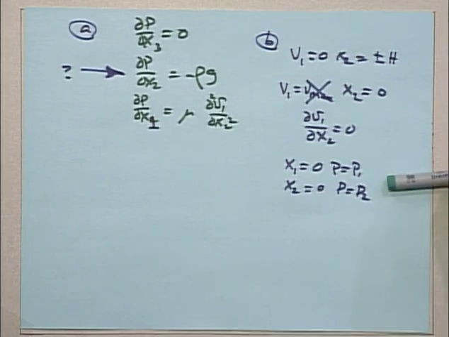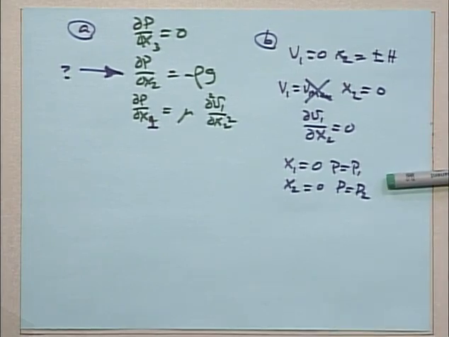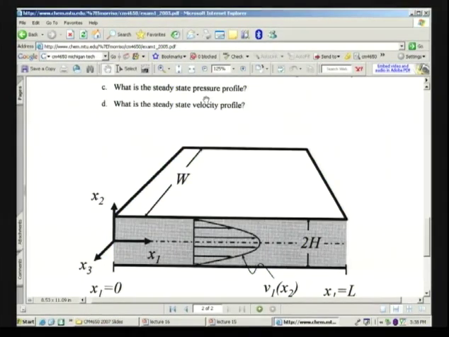This is what I expected, though. In my problem, I should have said to neglect gravity. I don't usually put trouble in on a test like that, but in this case, it looks like I did. All right, so this is what I expected. And then, what is the steady state pressure profile? What is the steady state velocity profile?